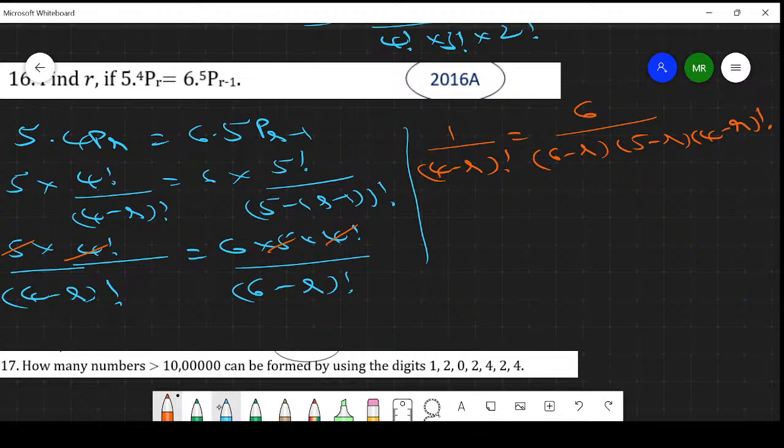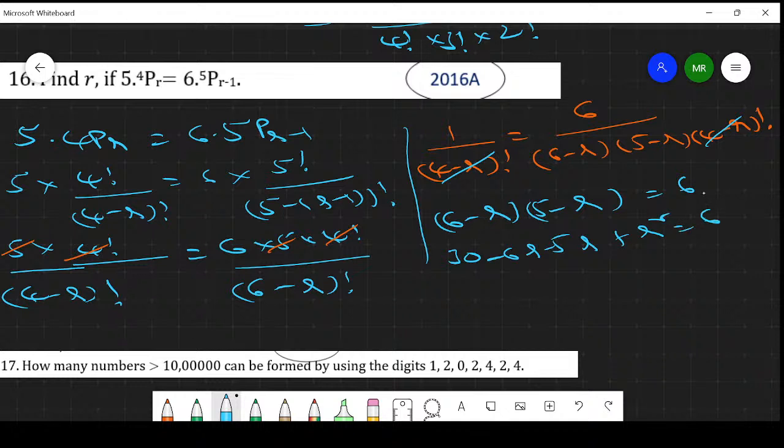Now, I can eliminate both the sides: (4 minus r) factorial. Then you do the cross multiplication now. (6 minus r) into (5 minus r) equal to 6. I should simplify this to find the value of r. You can simplify this one: 30 minus 6r minus 5r plus r square equal to 6, I can write.